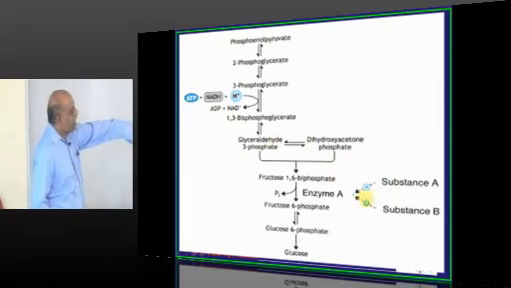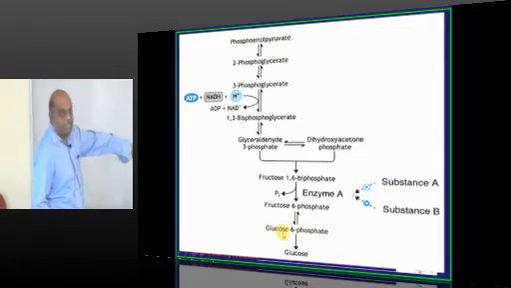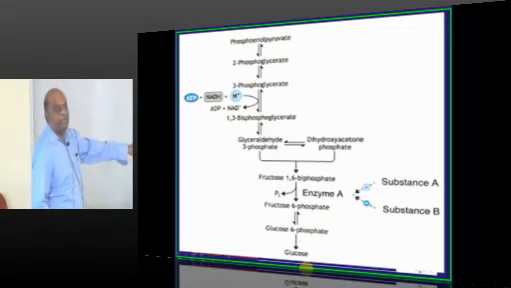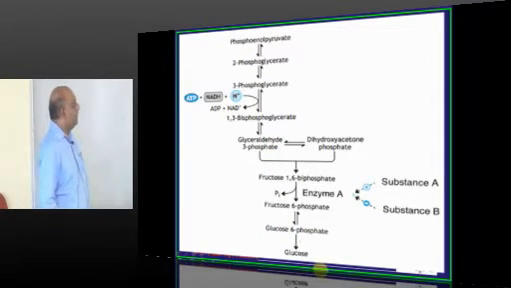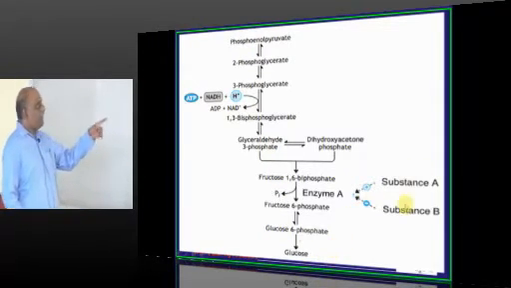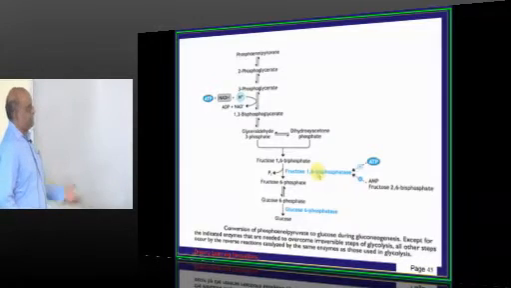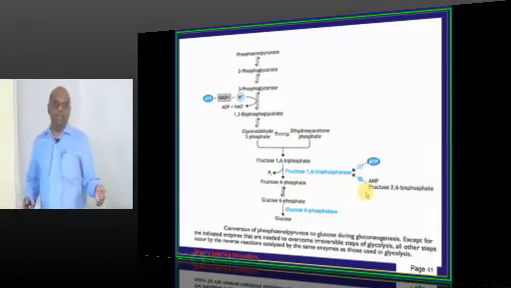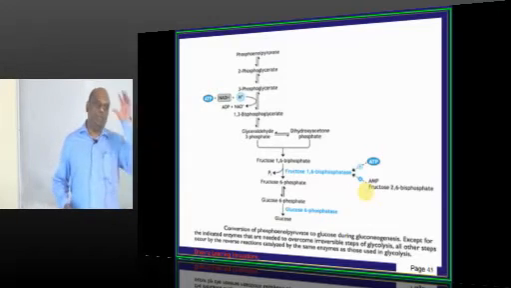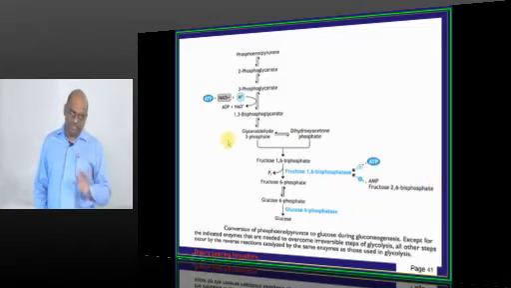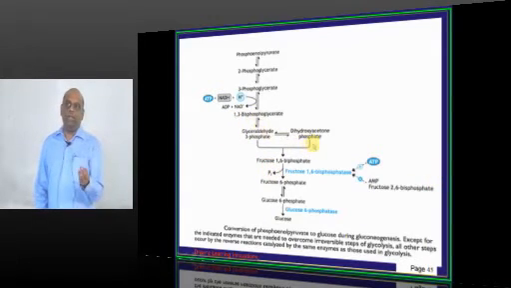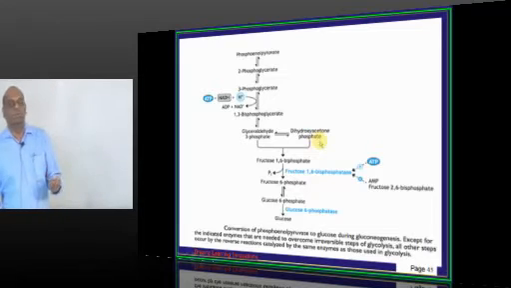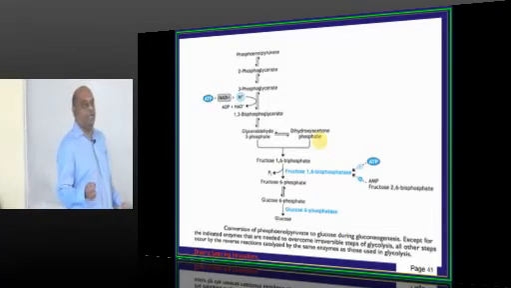So you have a substance A which is stimulating, and substance B which is inhibiting this conversion of phosphoenol pyruvate to glucose. So what is that substance A and B is the question. Fundamentally you must know what the regulatory enzymes are in every pathway: glycolysis, gluconeogenesis, glycogen synthesis, breakdown, fatty acid beta oxidation and synthesis. All this biochemistry must become a puppet in your hand.